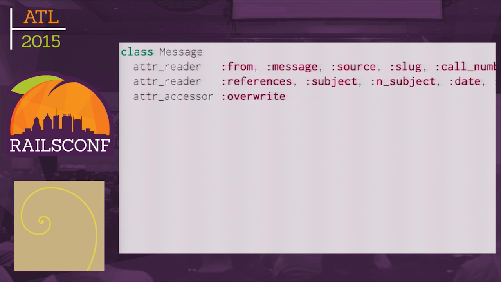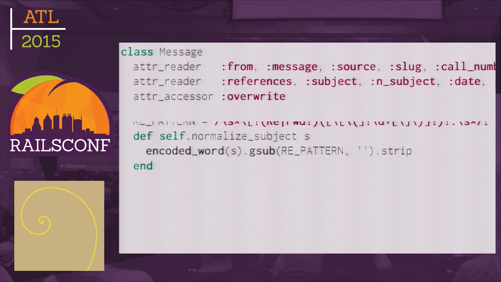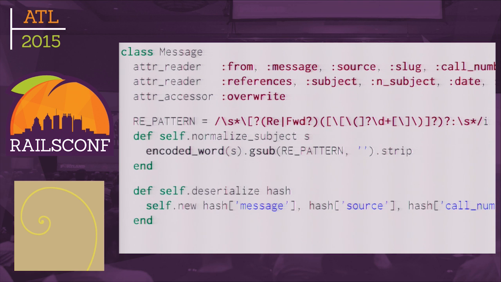It starts off with a bunch of accessors. There's all the sort of fields you'd expect. And then there's a big regex and a method for normalizing subjects by removing all of the forward gunk that builds up when your uncle forwards you that email about Obama fluoridating our water. And then there's a factory method for instantiating messages from a hash.